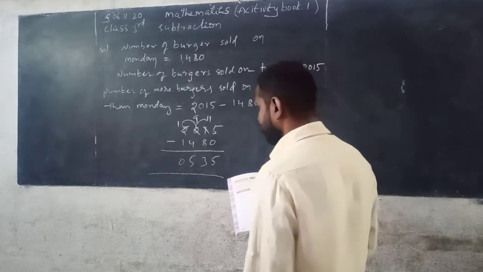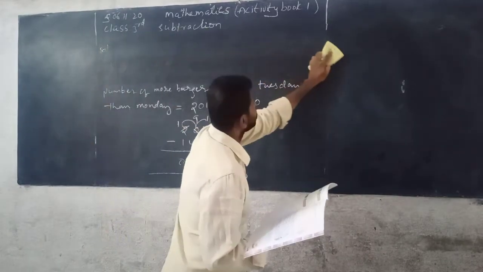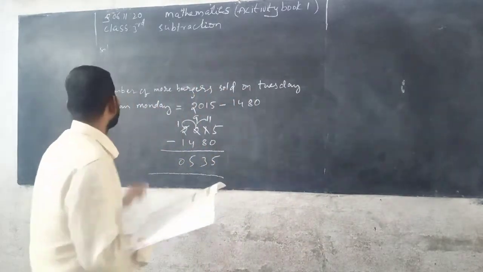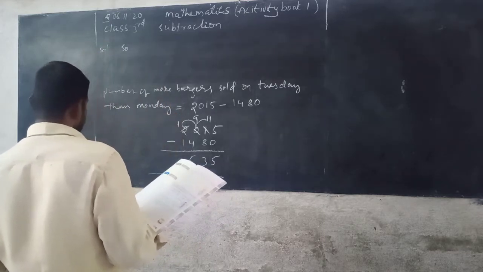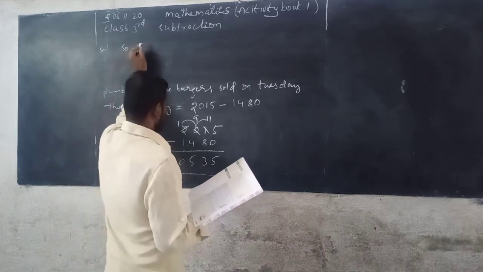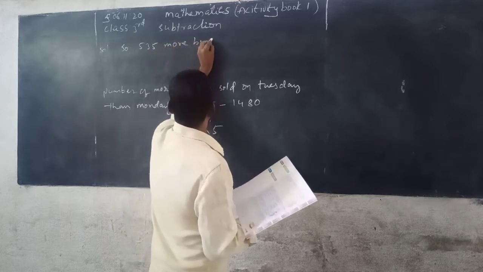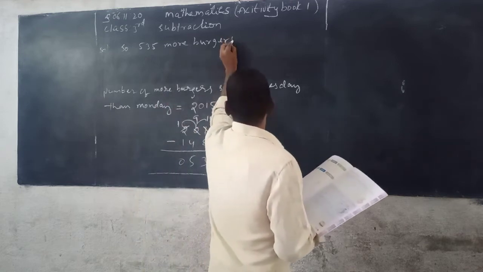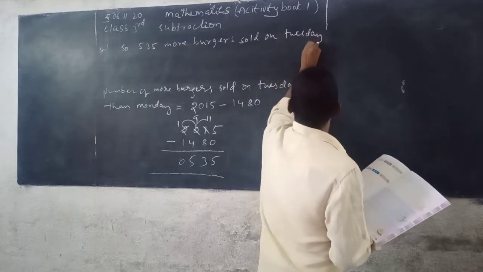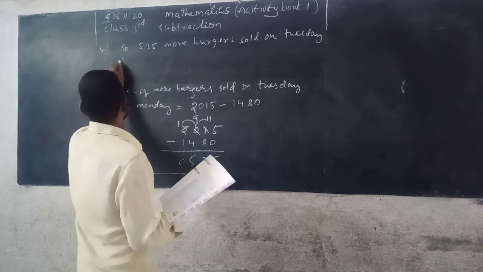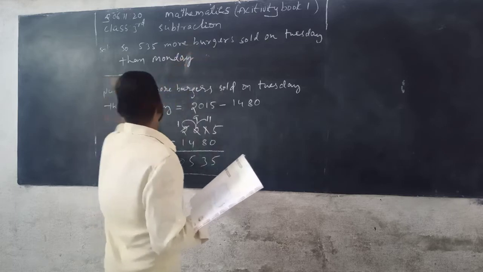So you can write, 535 more burgers were sold on Tuesday than Monday. Write down.